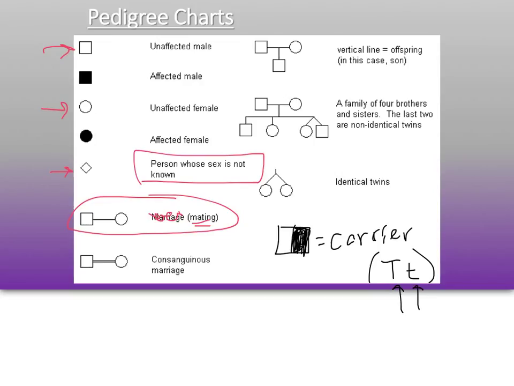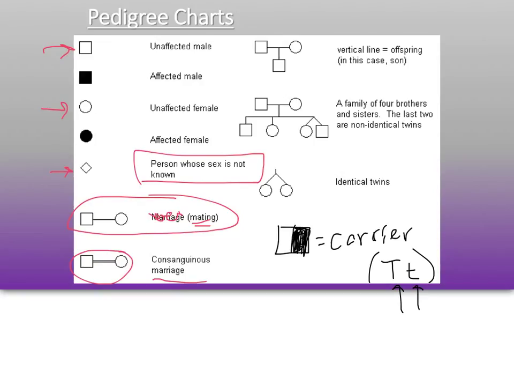So a line between the two means they've mated. 2 lines between the two means they have a consanguineous marriage. Take a moment and try to guess what that means. Yeah, if you said you're married to your relative, you are correct.